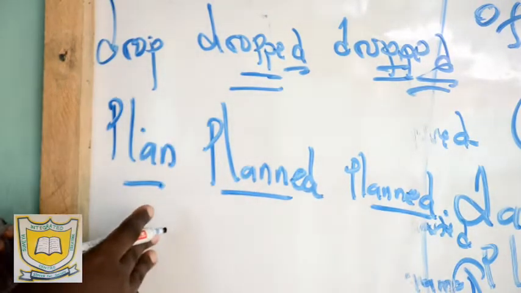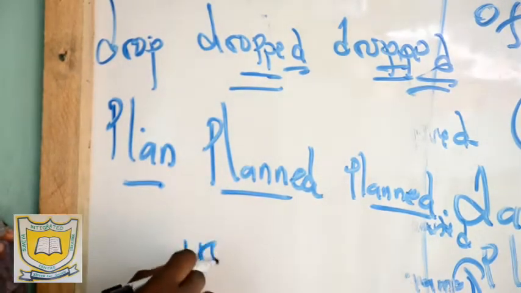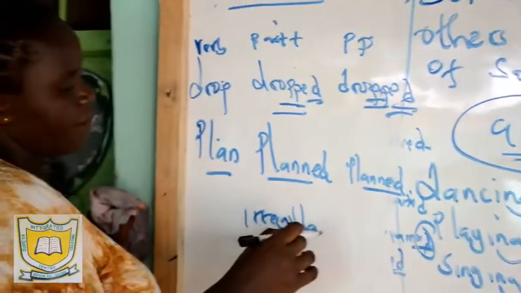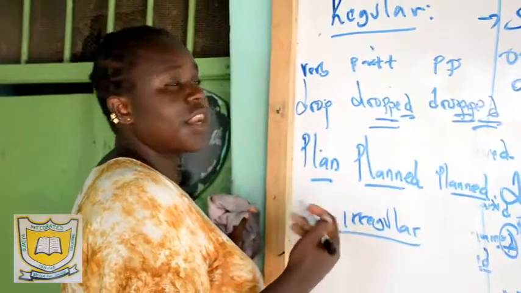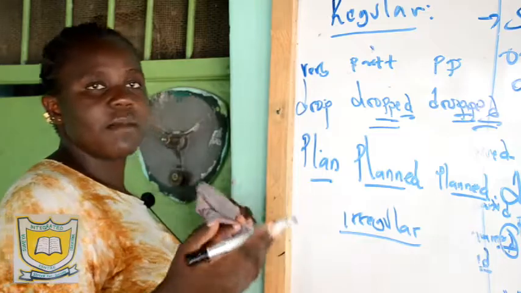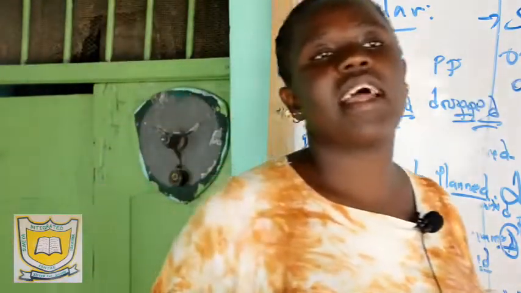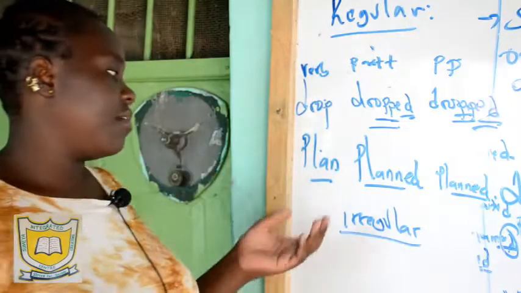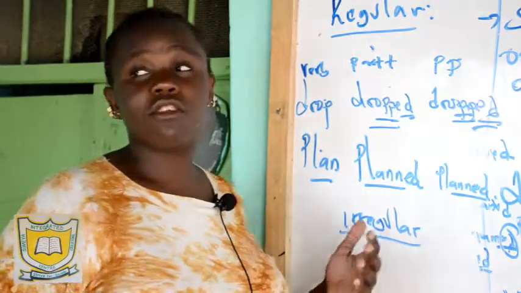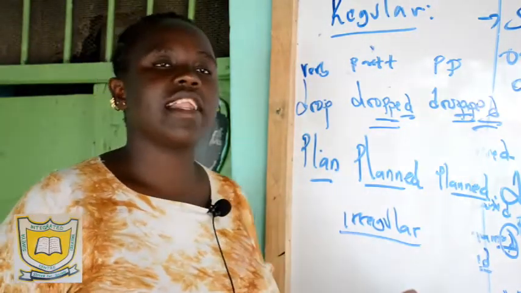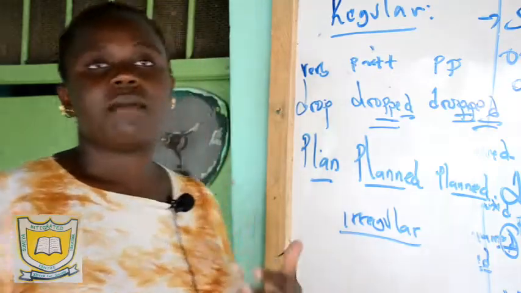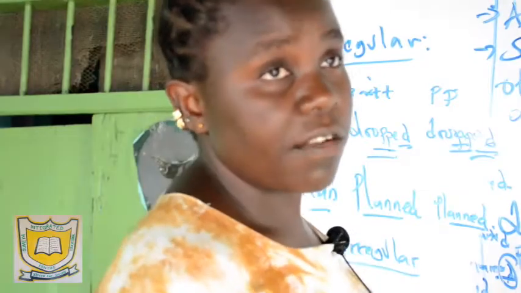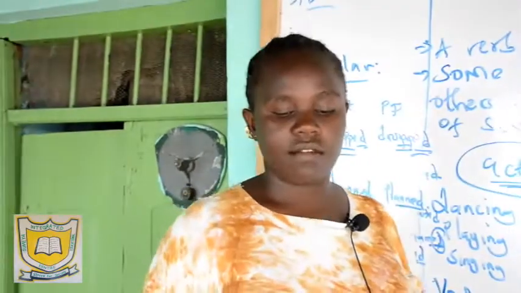So that's to do with regular verbs, and then we can also have irregular verbs. The difference is simple. Regular verbs are those verbs that form their past tense and past participle by adding a d or an ed. But when you come to the irregular verbs, these verbs do not have an ed or a d in their past tense or in their past participle. Irregular verbs change in different forms. There are different types of irregular verbs.